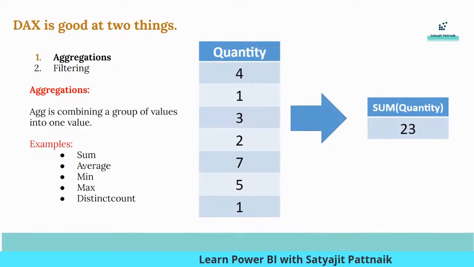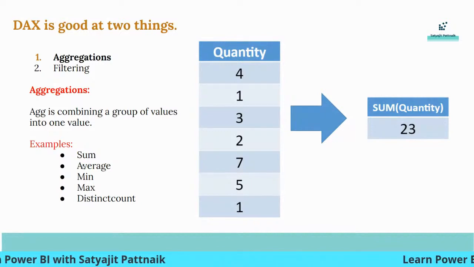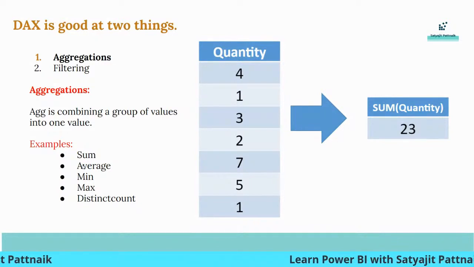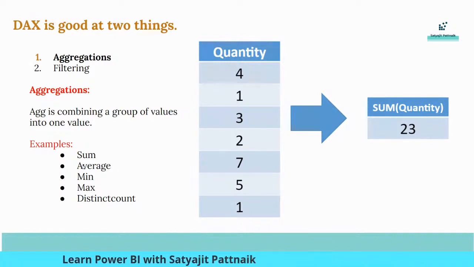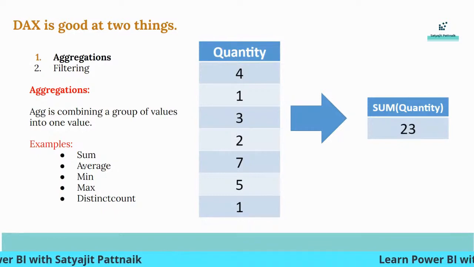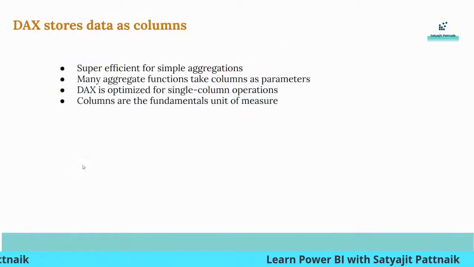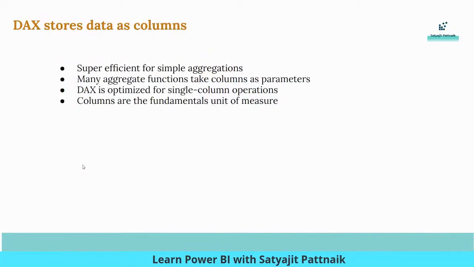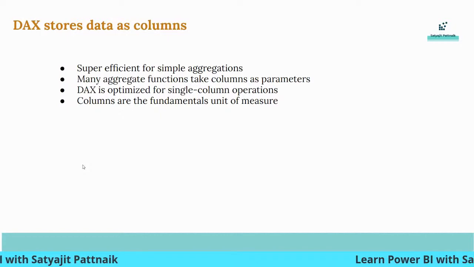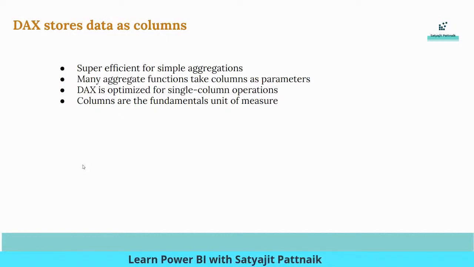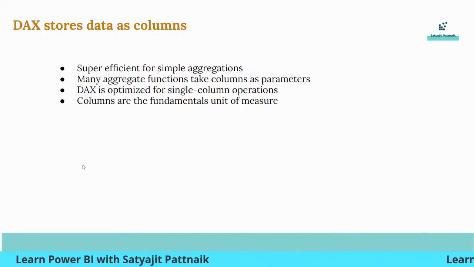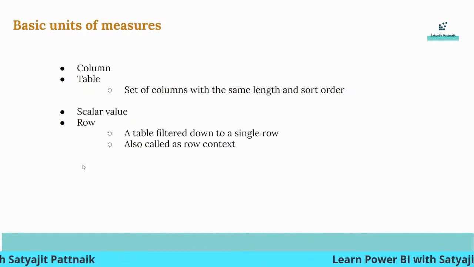DAX is good at two things: aggregations and filtering. So how do you create sum, average, mean, max? It's very straightforward. You can easily use calculate sum, calculate average, calculate mean, calculate max, calculate count, and it's super simple. DAX stores data as columns, which is super efficient for simple aggregations. Many aggregate functions take columns as parameters. DAX is optimized for single column operations. Columns are the fundamental units of measures. These are some of the basic units of measures.